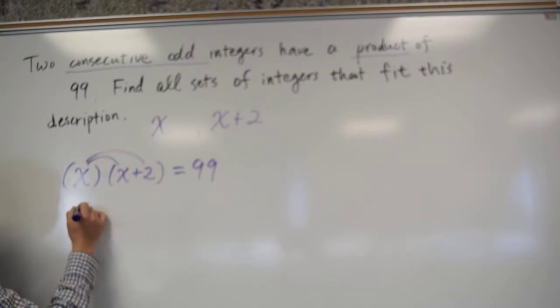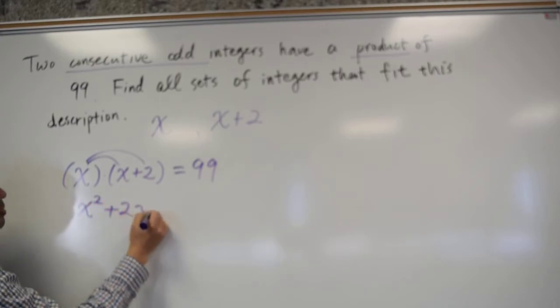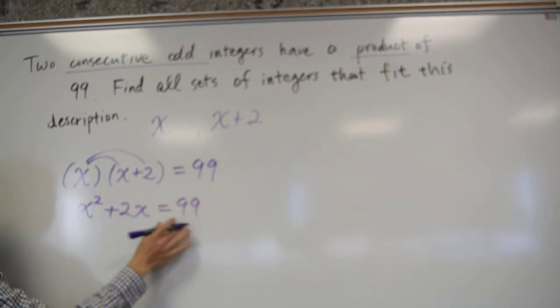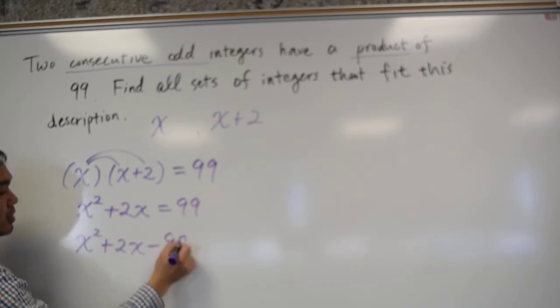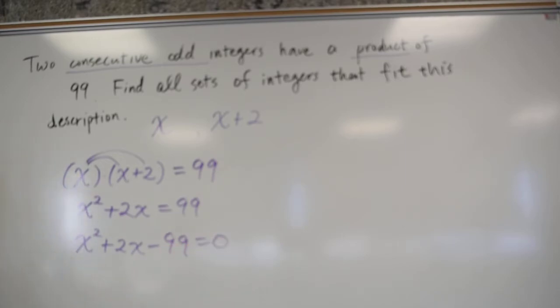We multiply. This is x squared plus 2x equal to 99. Subtract 99, and you get x squared plus 2x minus 99. So you have a quadratic equation, and it will be easier to solve if you know how to factor, right? So I'm looking for 2 numbers that multiply to negative 99 and add to positive 2. What are those 2 numbers?